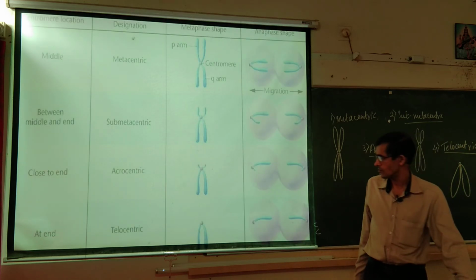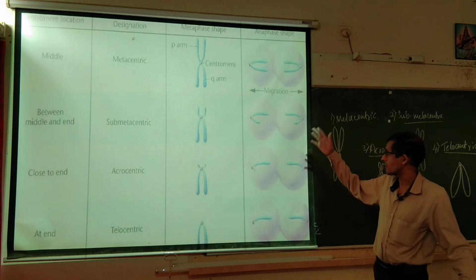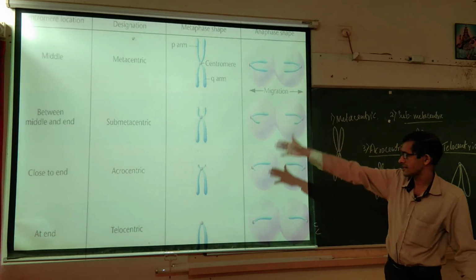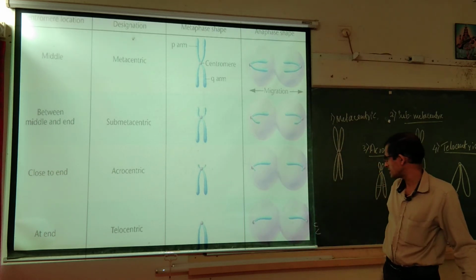See, this is another view of that one. Centromere position: submetacentric, metacentric, acrocentric and telocentric chromosomes.